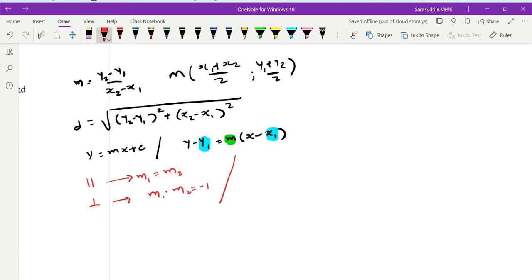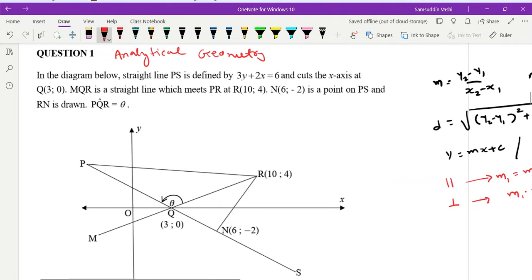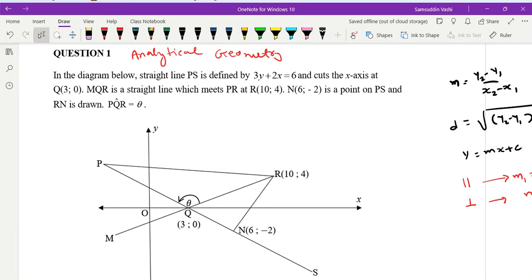And now in grade 11, there's one more formula. That's the gradient. And what is its relationship with tan theta? m equals tan theta, or if I'm looking for the angle, then it is tan inverse of that gradient. Okay. So if I have this formula, and if I use it properly, I'm going to get most of the marks. Okay. So let's see what kind of questions they ask.